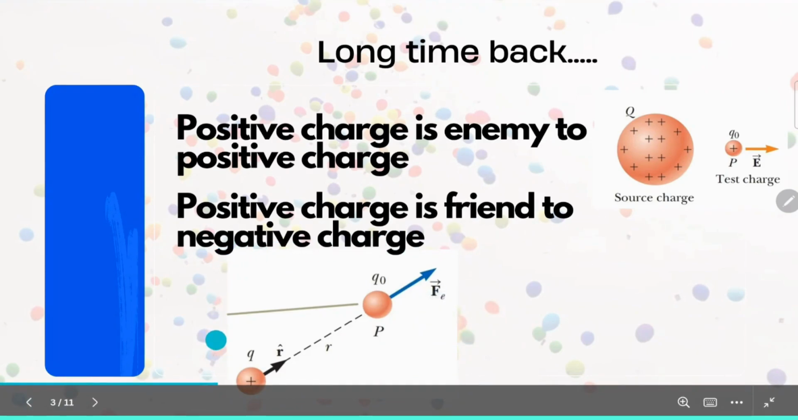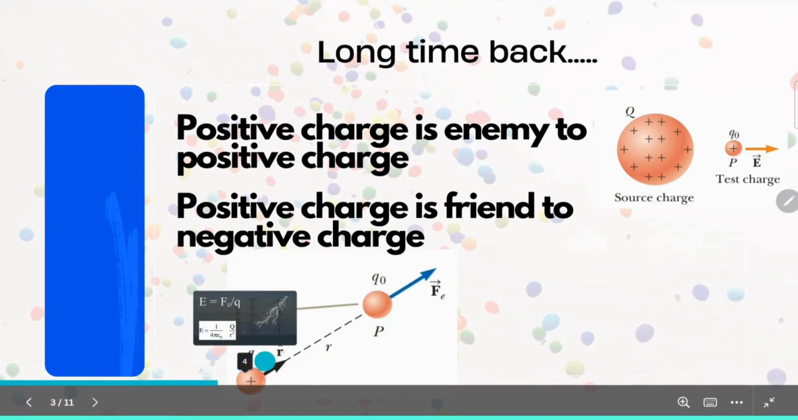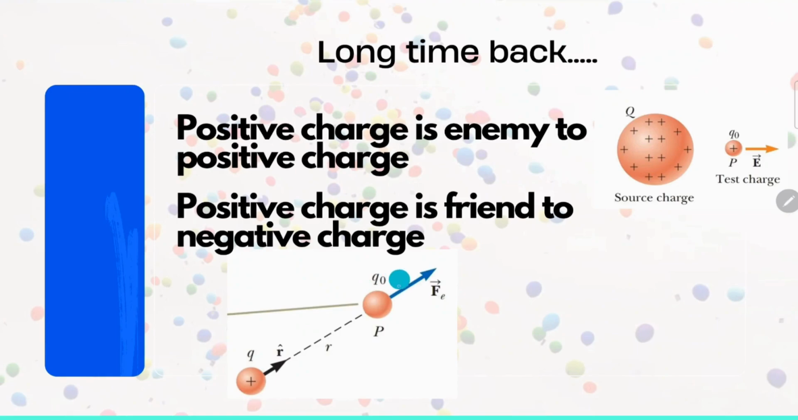For example, if you see this diagram, the charge is experiencing a force Fe. This Q0 is called a test charge, and this Q is applying some force on Q0. That force we call the electrostatic force. Based on this, we have given the formula for electric field. What is that formula?